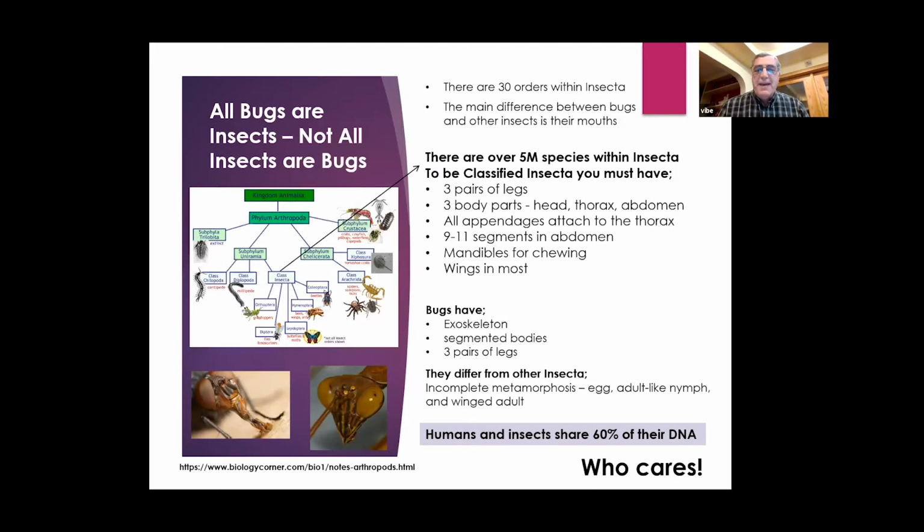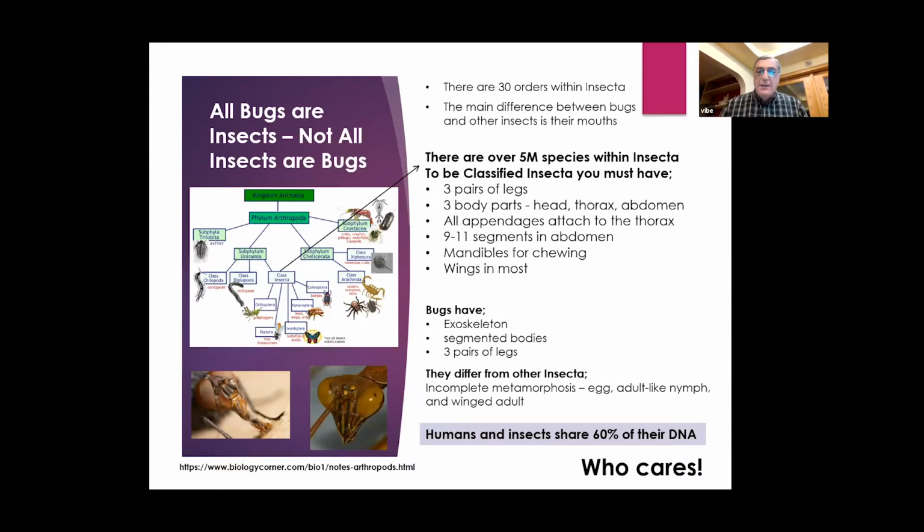In order to be classified as an insect, you need to have 6 legs, 3 pairs of legs, 3 body parts, mandibles for chewing, and most of them have wings. To be a bug, they all have that: an exoskeleton, segmented bodies, 3 pairs of legs. The difference between bugs and other insects is that bugs only go through 3 stages in their lives: the egg, the nymph or larva, and the adult, whereas something like a butterfly has that 4th stage, the pupae stage, where they go into a cocoon and then come out as an adult.